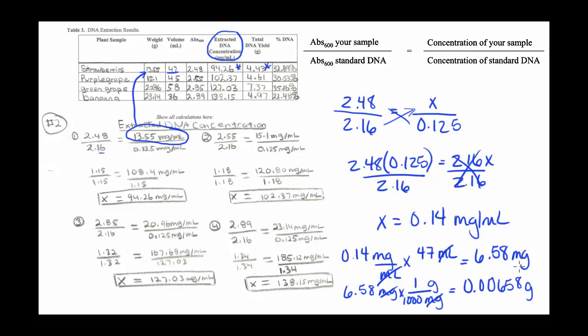And once we have grams of DNA, grams of DNA would go in this place, and then once we do that, what we're going to do is convert this into a percentage of the total sample that we started with. So to do that, I'm just going to write it up top here because I'm running out of space. It's 0.00658 grams divided by the total number of grams that we started with, which is your 13.55, and that's in grams as well. And then I'm going to divide that out, and then also multiply it by 100 to convert it into a percent.